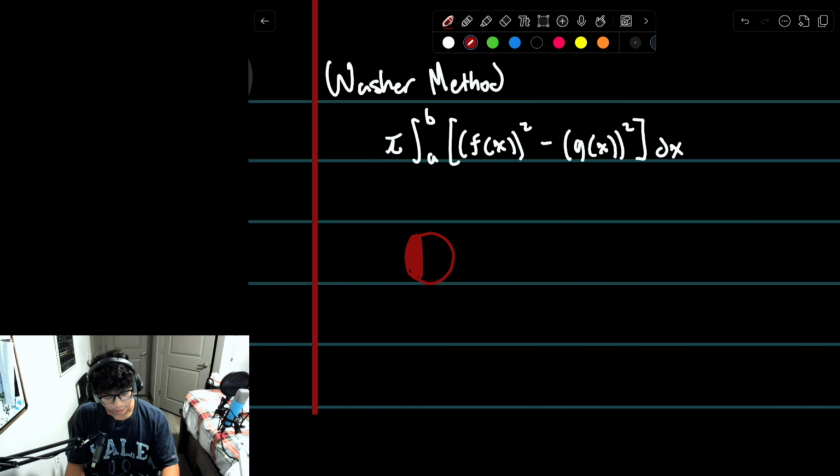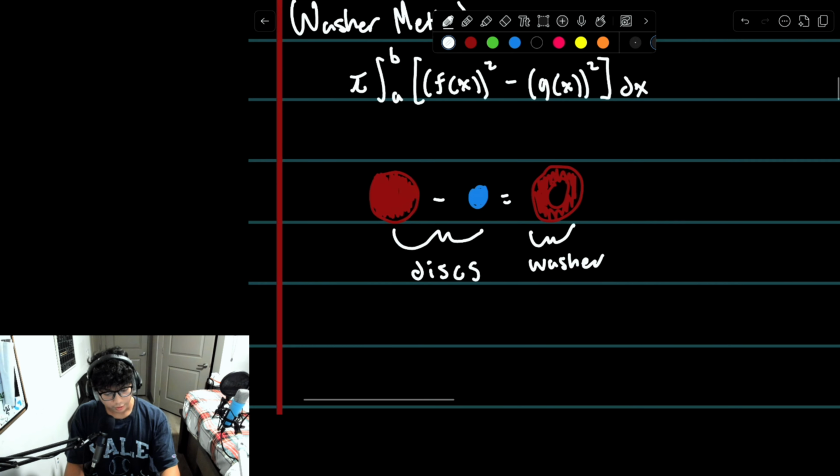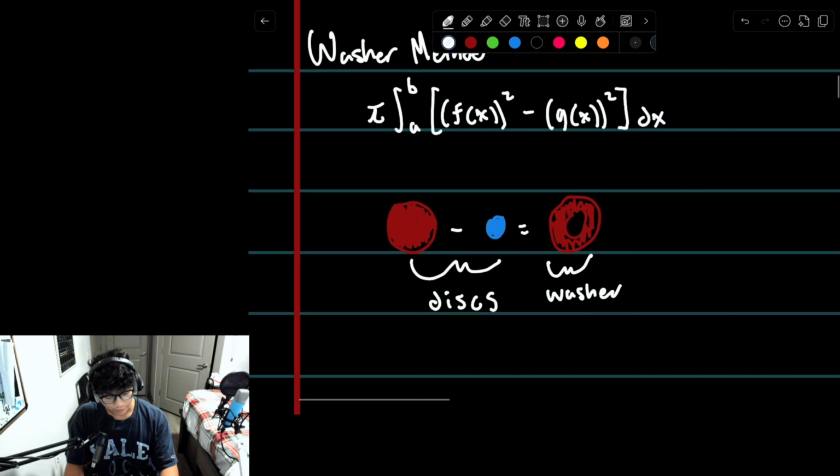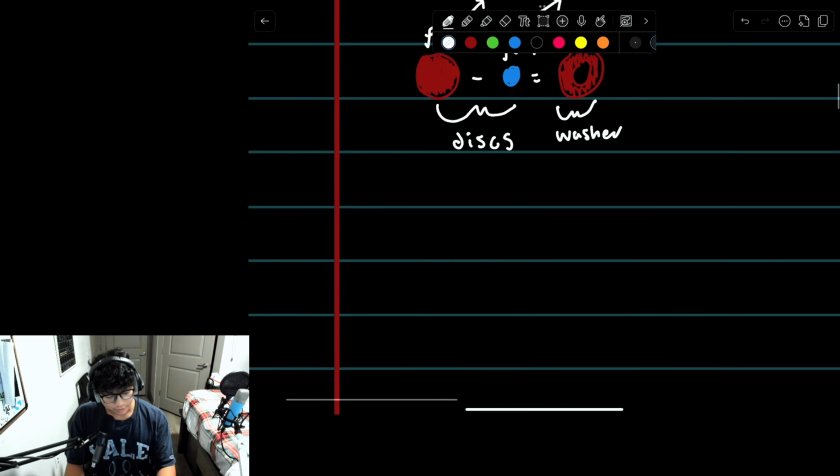So let me put it in 2D form first with one big disk and one small one. Let's take the small disk away from the big disk, and that gives us a hole. So now we're left with a donut shape, also known as a washer. With this knowledge, our bigger one will be considered our f of x, and our smaller one will be considered our g of x. Hence, the bigger minus the smaller in the equation. Now let's put this into graphical terms with the equations y equals the square root of x and y equals x.